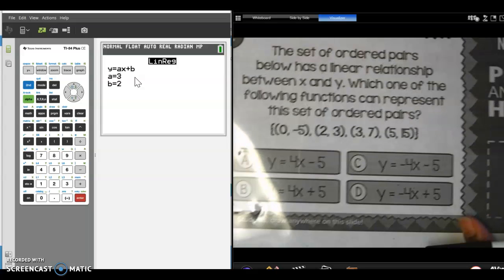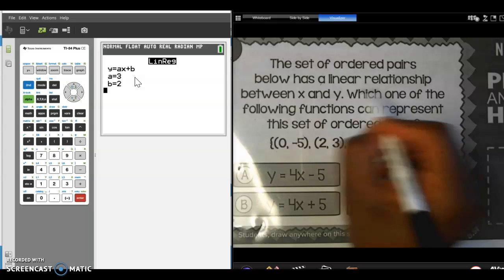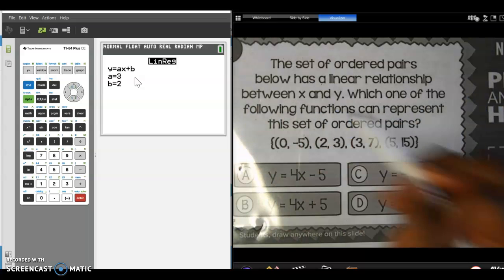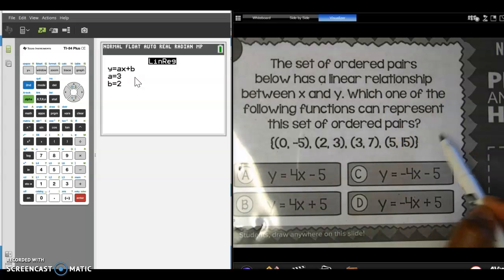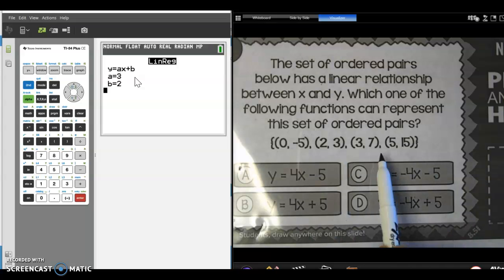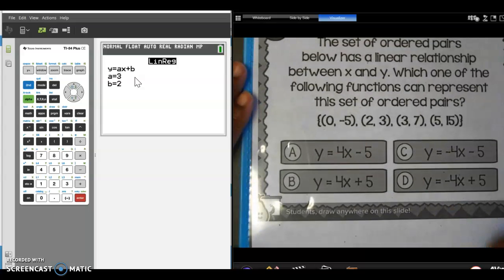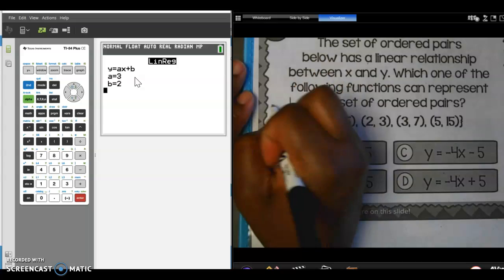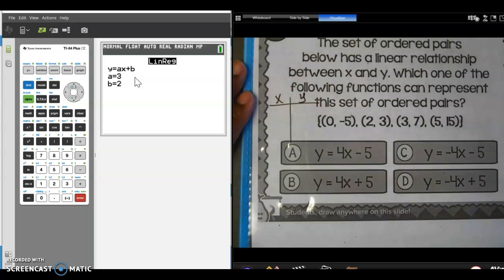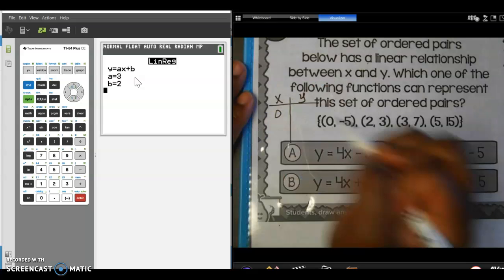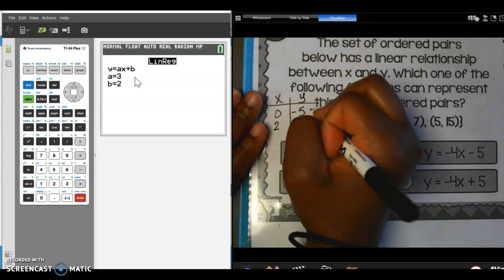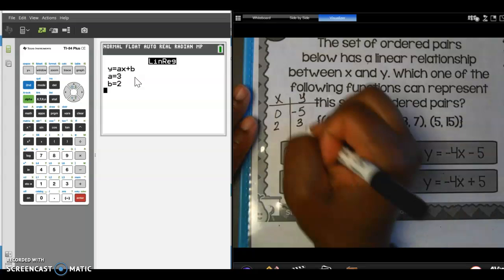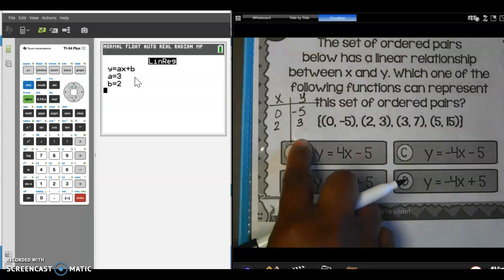Now let's take a look at number 2. It says the set of ordered pairs has a linear relationship between x and y, which means it creates a line. Which one of the following functions can represent this set of ordered pairs? So what I need to do, I have this set of ordered pairs. One way that I could do this without a calculator is by creating a table. So if I create my table, I still only need 2 points. So I have 0, -5, and 2, 3. So I could do my change in y over change in x, or I could place this into the table.